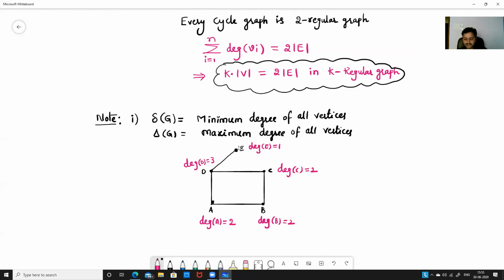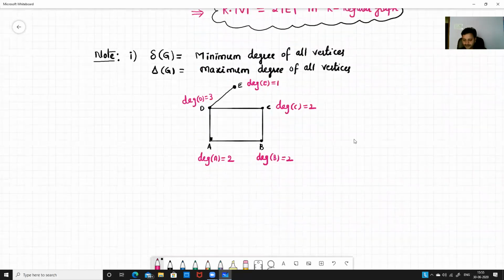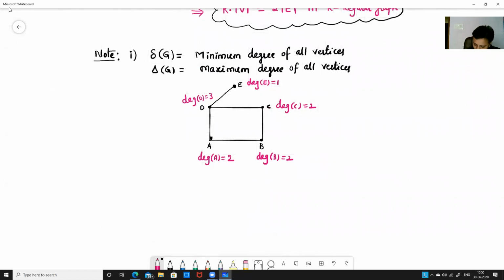Here, among all these degrees, which is the minimum? Minimum is 1. That is denoted by small delta of G. Which is the maximum? Maximum is 3. That is denoted by capital delta of G. Is it clear? So the minimum degree is small delta of G, and the maximum degree is capital delta of G. Here small delta of G equals 1, the minimum degree, and the maximum degree capital delta of G equals 3.